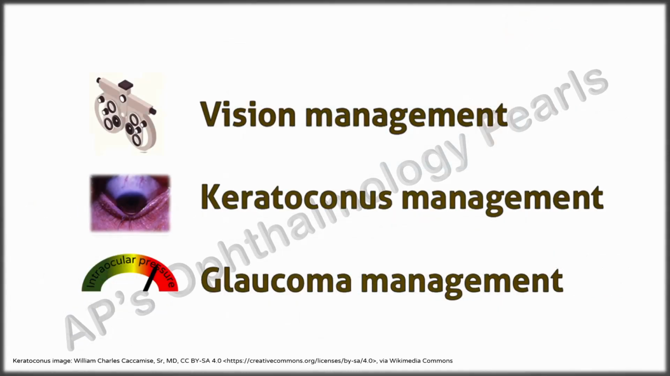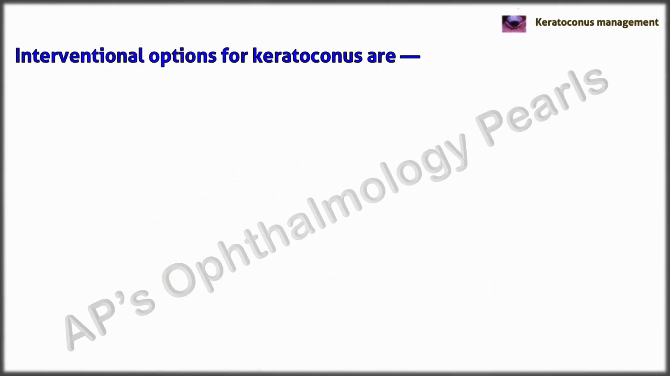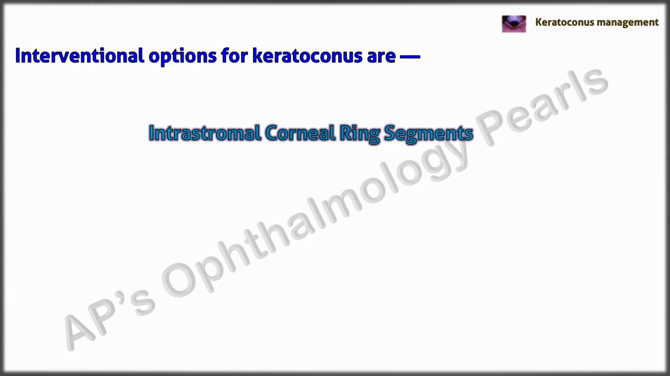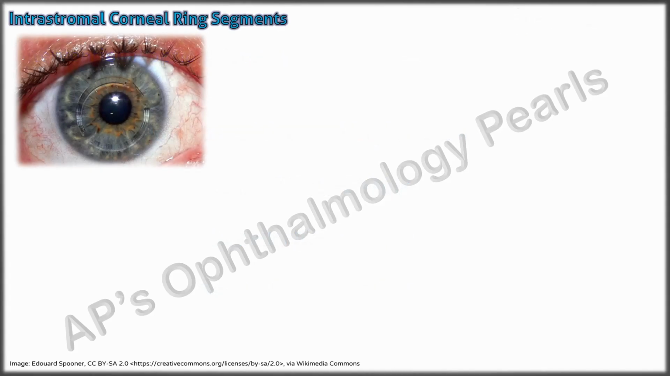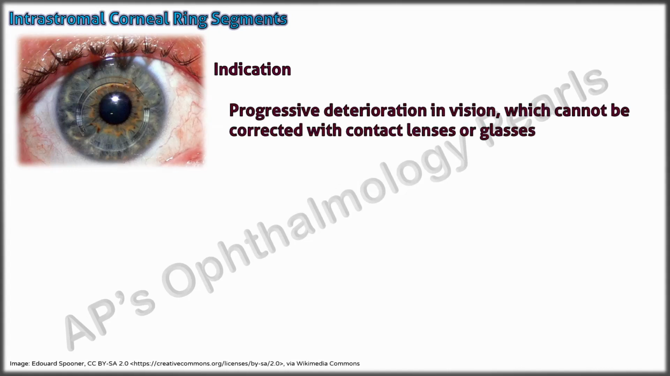Next, regarding management of the keratoconus in this patient. The interventional options for keratoconus are intrastromal corneal ring segments, corneal cross-linking, lamellar, and penetrating keratoplasty. The indication for intrastromal corneal ring segments in keratoconus is a progressive deterioration in vision which cannot be corrected with contact lenses or glasses. This patient had progressive deterioration in vision. However, a part of it was due to the glaucoma. Moreover, with contact lens, the vision was 20/40 in the presence of advanced glaucomatous disc damage. So this point doesn't really apply.